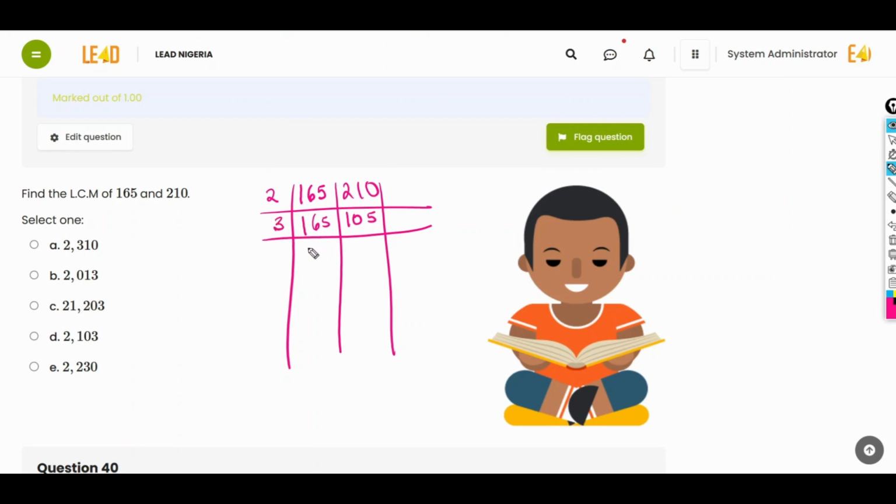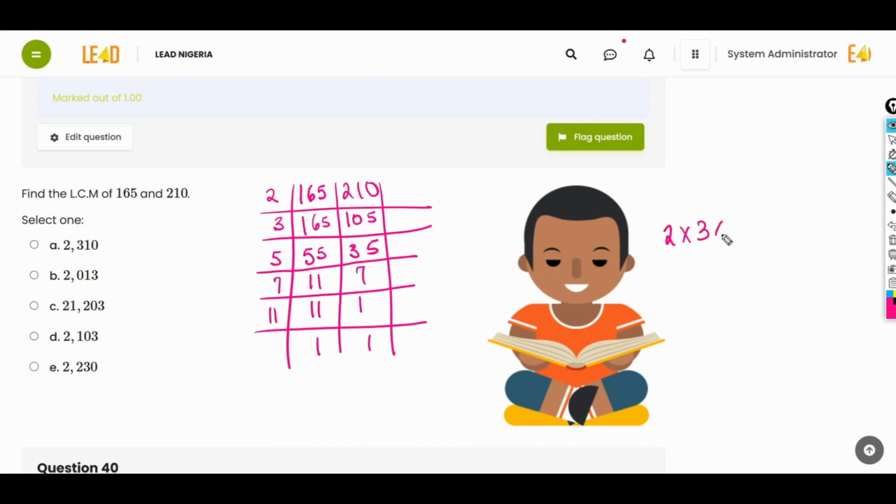So 3 in 165 would give me 55. And then 3 in 105 is 35. All right, so next we use 5. 5 in 55 is 11. 5 in 35 is 7. Next I can use 7. 7 in 11 cannot go, so you write 11. But 7 in 7 is 1. Next I use 11. 1, 1.